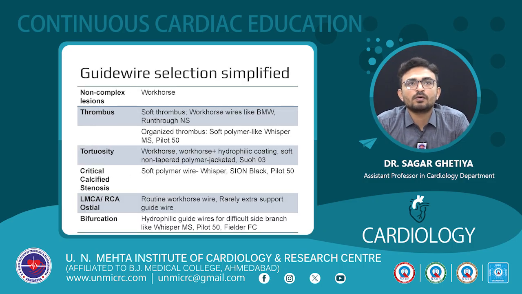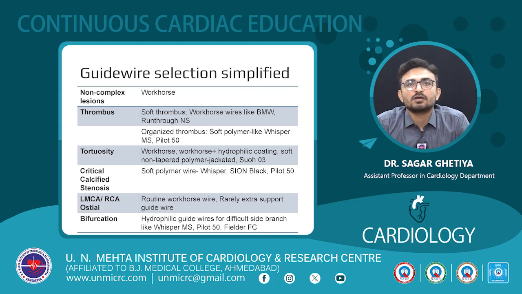So now we will review how to choose a guide wire in different kinds of lesions. For non-complex simple lesions, we will use a workhorse wire, while thrombotic lesions with soft thrombus can usually be done with workhorse wires like BMW wires and Runthrough NS wires, while organized thrombus will require soft polymer wires like Whisper MS and Pilot 50.